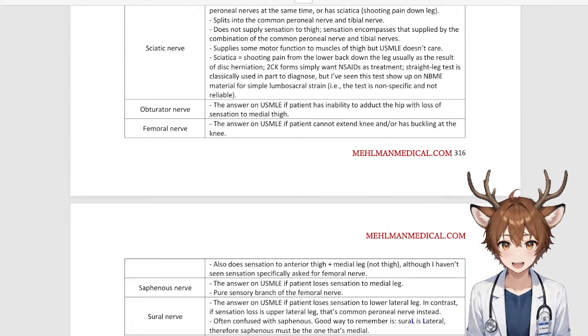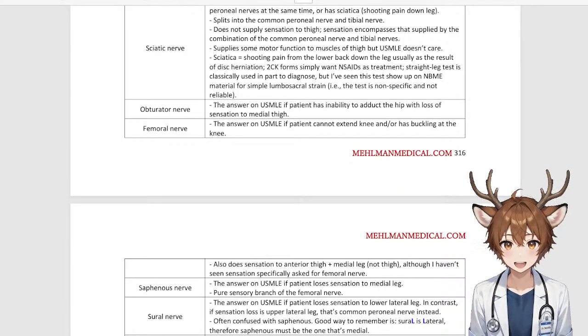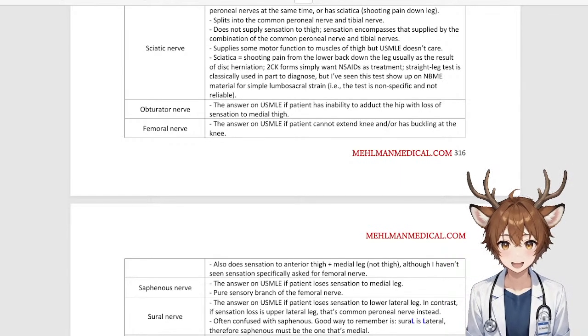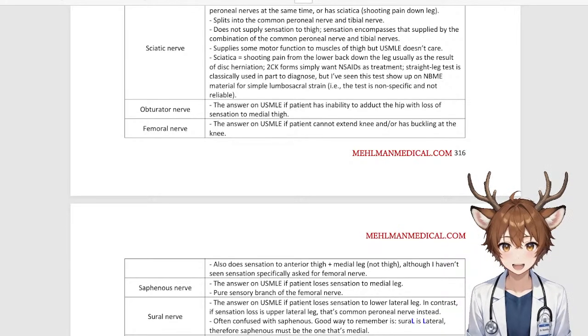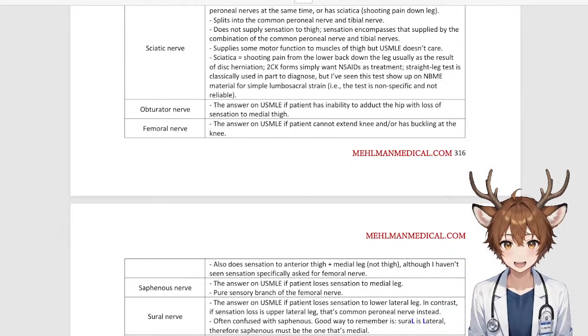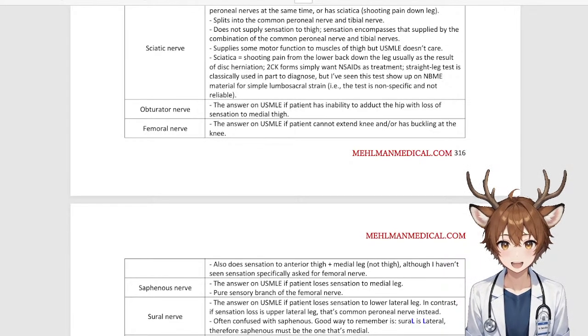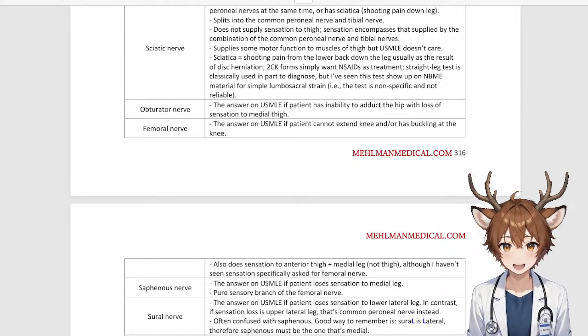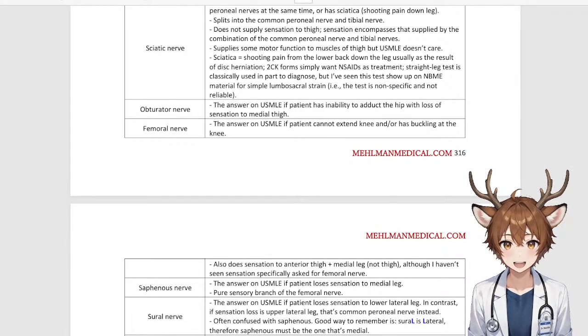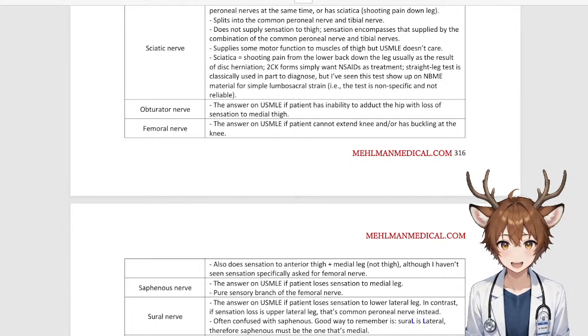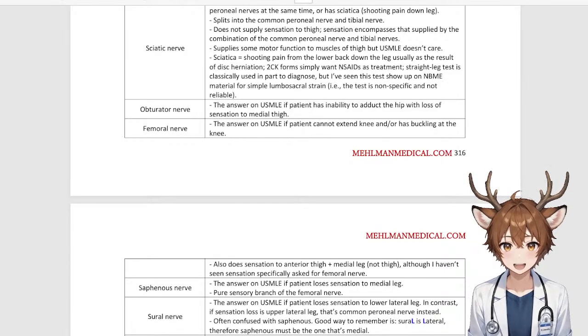Also does sensation to the anterior thigh plus medial leg. Although I haven't seen sensation specifically asked for femoral nerve. So it looks like they're less interested in a lot of this dermatomal sensation stuff. It's not necessarily not going to be on there, but it's not as big of a deal to them as the muscle movement. What about saphenous nerve?